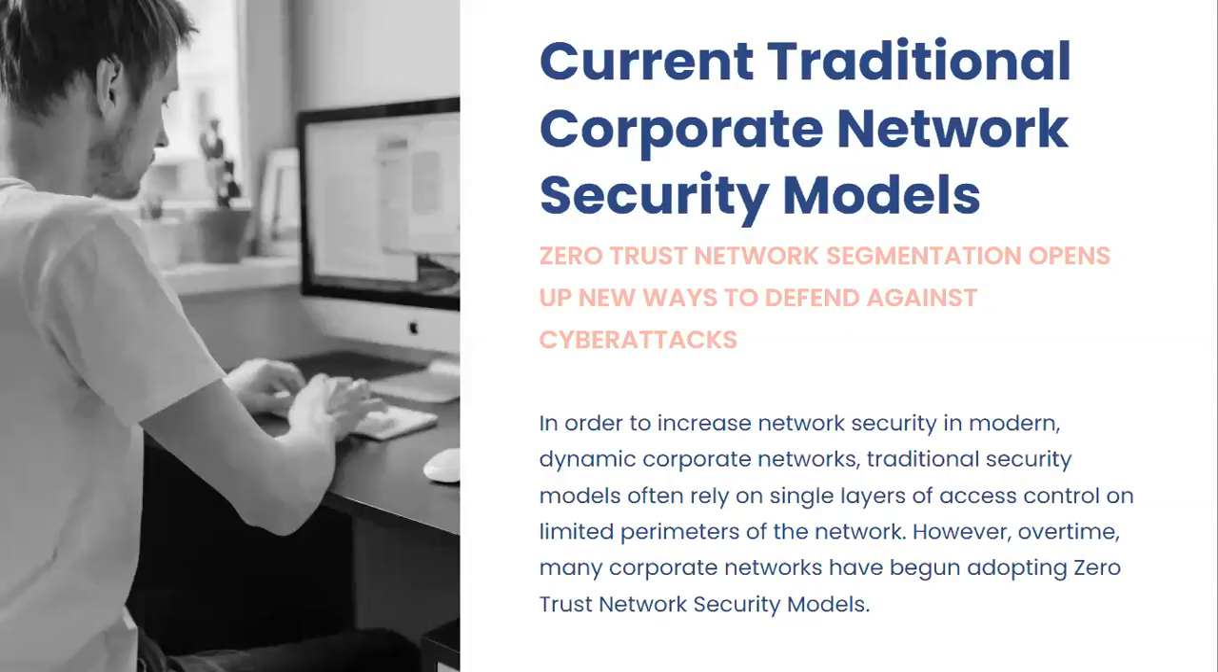Traditional corporate network security often revolves around perimeter-based approaches where only parts of the network are being safeguarded. This idea is referred to as the castle and moat model, which uses firewalls, intrusion detection systems, and a lot of antivirus software to prevent unauthorized access.